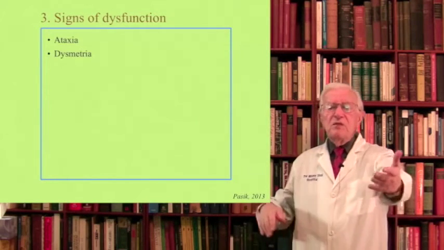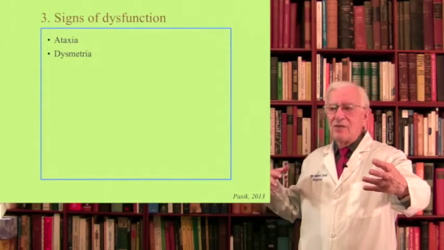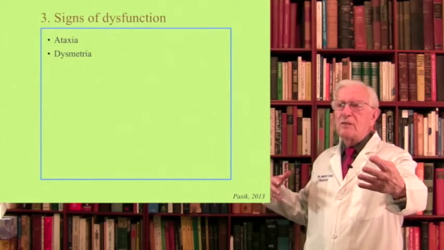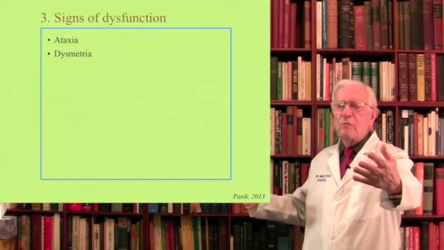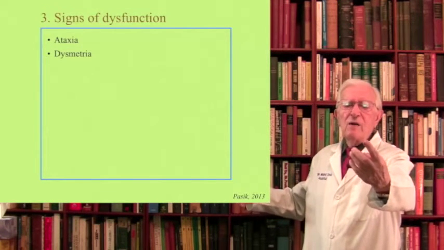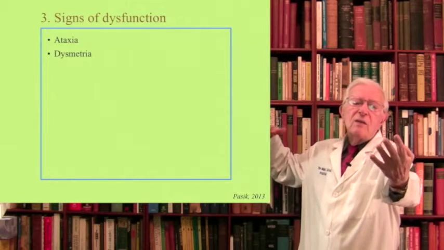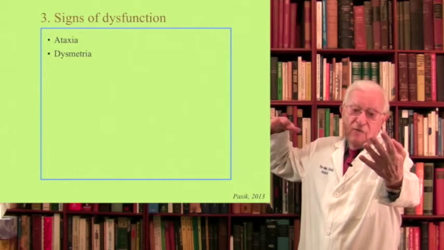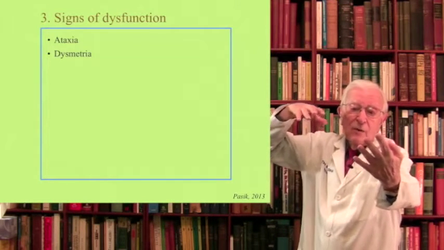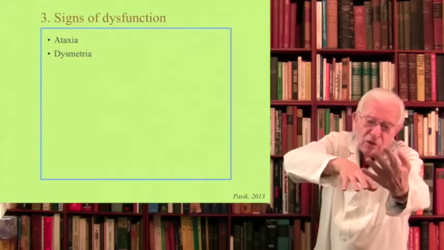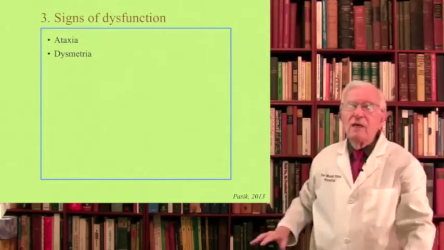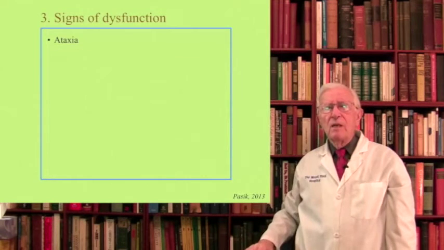Second, you have dysmetria. Dysmetria means that there is a problem with the measurement of the metrics of the movement itself, right? If I want to reach my hand this way on any object, if I have a cerebellar problem, I can overshoot it or I can undershoot it, and then I have to correct it, and so forth. That's dysmetria.